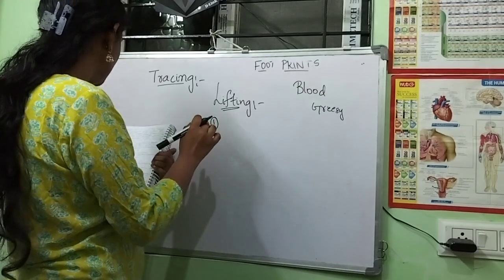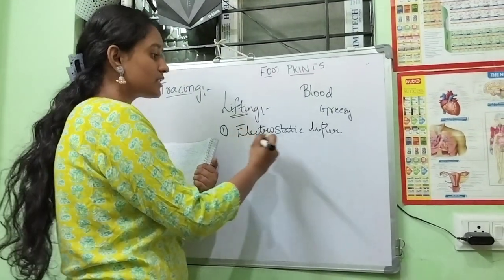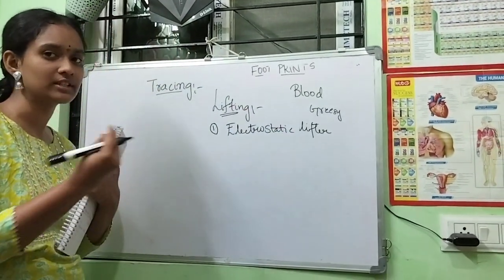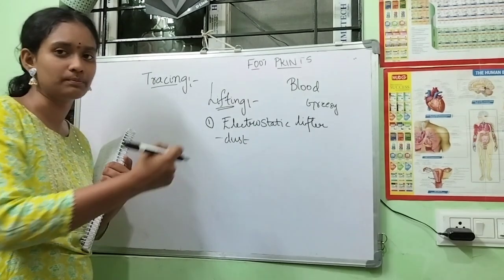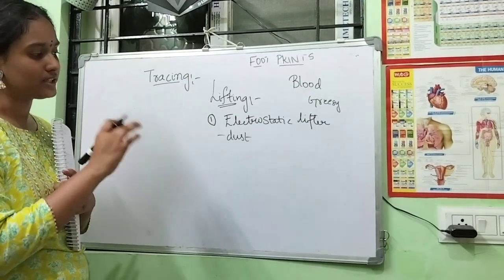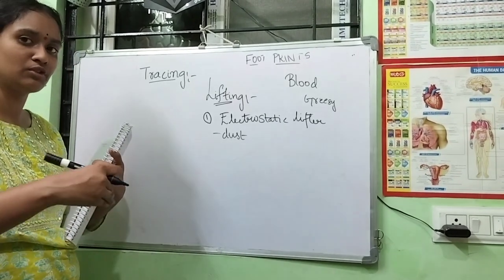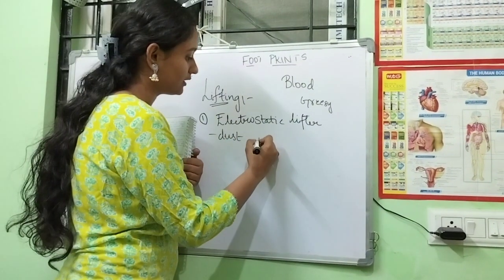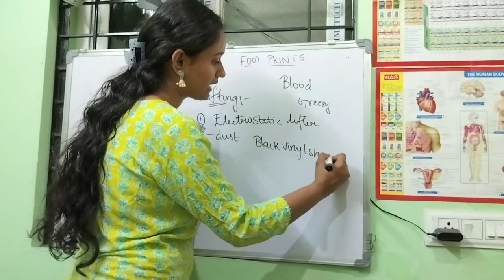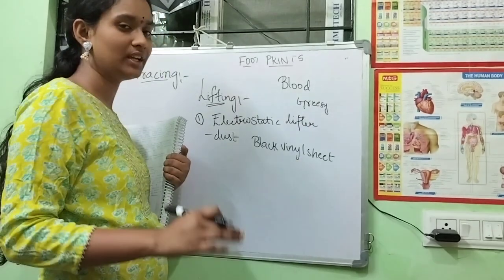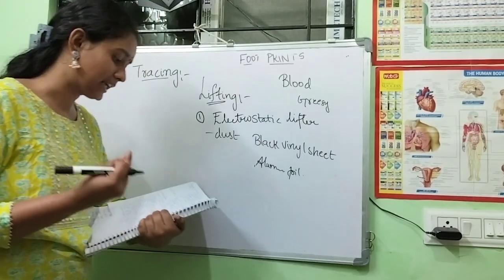So the first one is the electrostatic lifter. What we do in this technique is useful to collect footprints of the dust type. First, a black vinyl sheet is placed over the suspected area wherever you find the footprint. What is it? A black vinyl sheet. When you keep that, then it is covered with aluminium foil. Aluminium foil.